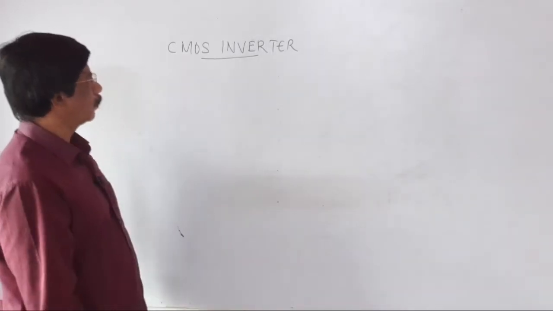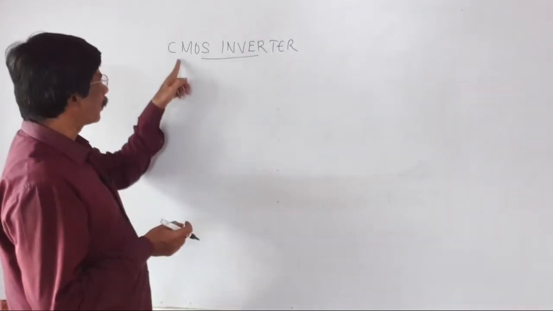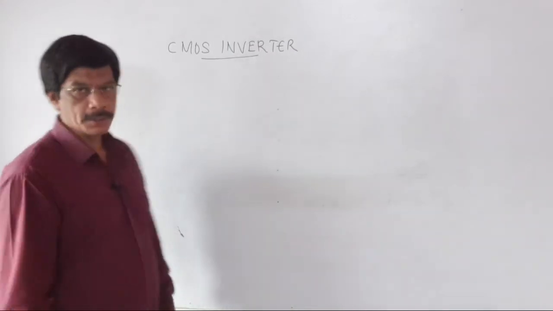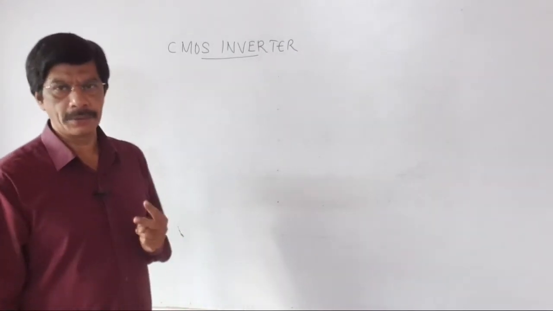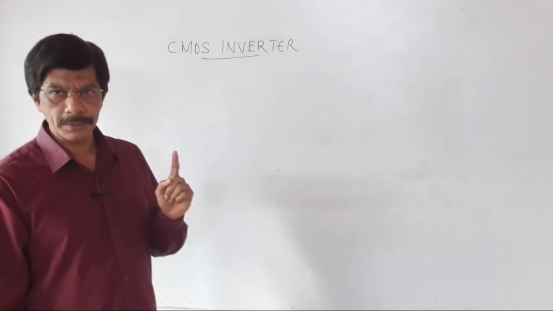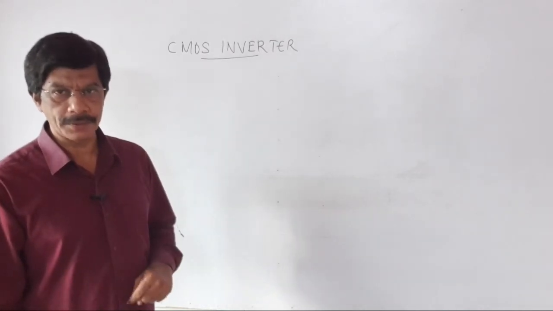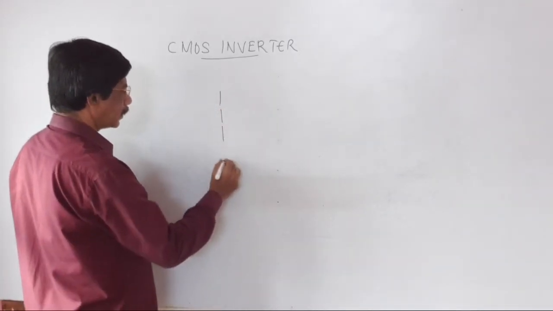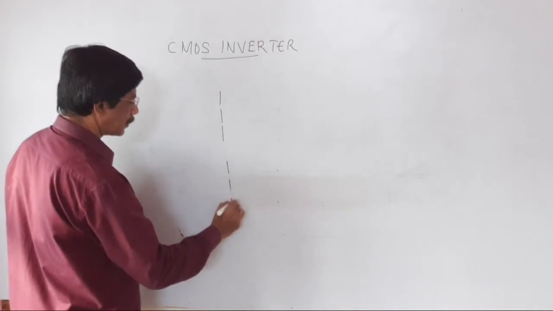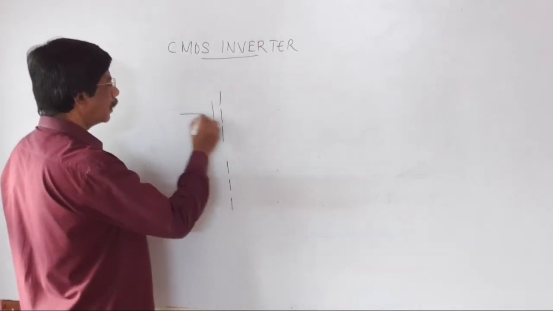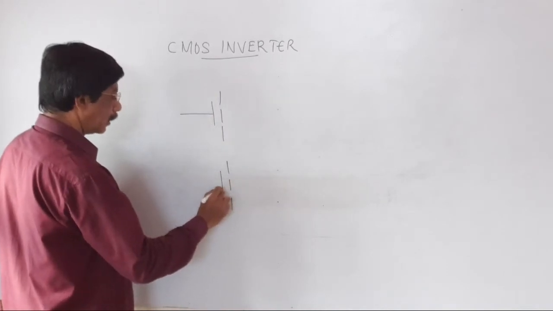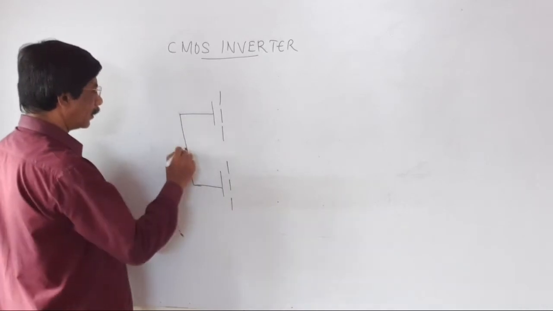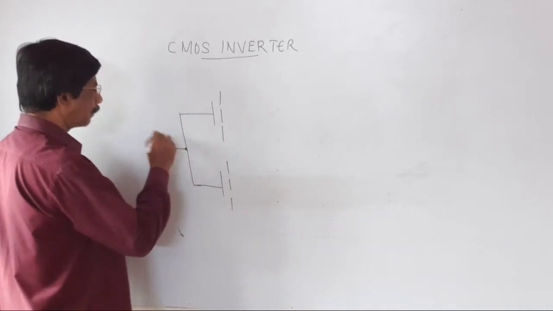Let us see what is the circuit diagram for CMOS inverter, how it is working. In this case, you take two transistors. One is the PMOS transistor, the other one is the NMOS transistor. This is PMOS transistor, and this is NMOS transistor. This is gate terminal, this also gate terminal. Both gate terminals are interconnected. Across this interconnection, apply the input voltage capital A.